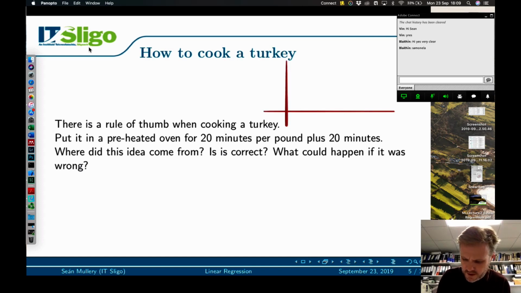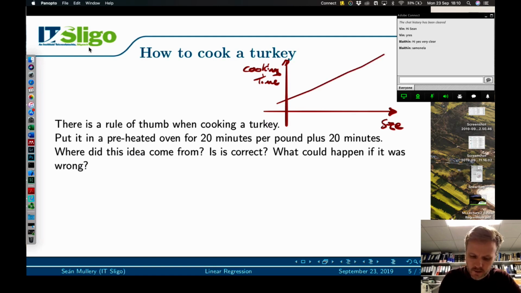we've only one dimension here. Okay, I know this looks like we've two dimensions, but we've one dimension in and one dimension out. So our dimension in is going to be the size of the turkey, and our dimension out is cooking time. And what this is saying is that we need to have a straight line here. So this is a linear model.